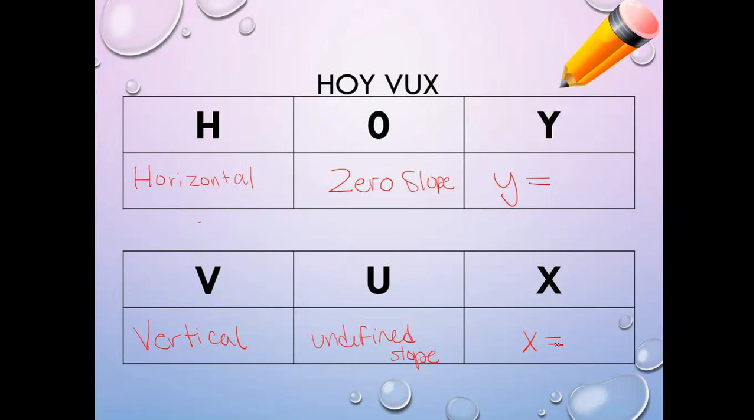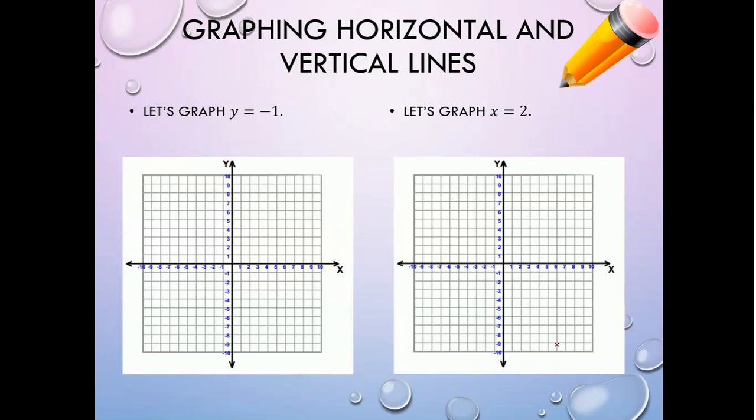Let's take a look at a couple here. So I have y equals negative 1. Well, come back to my HOY VUX here. It has a y, so I know it's going to be a horizontal line. So it's going to be a horizontal line at negative 1. If I put one here at negative 1, well, that's a vertical line because it's going up and down. So I know I'm going to have to be at this negative 1 right here because I need a horizontal line. And then I get to put arrows on the end.